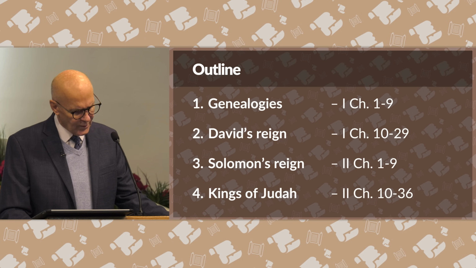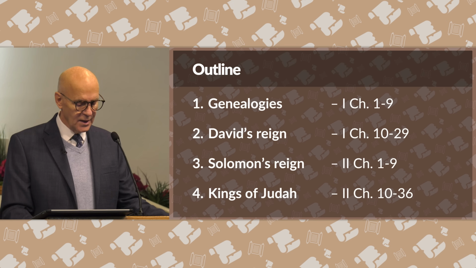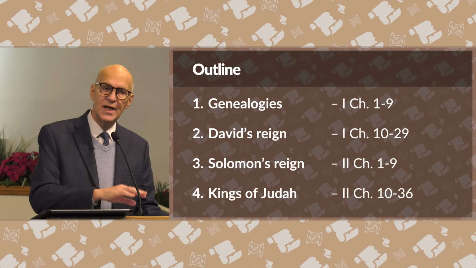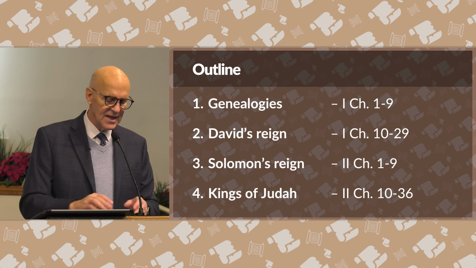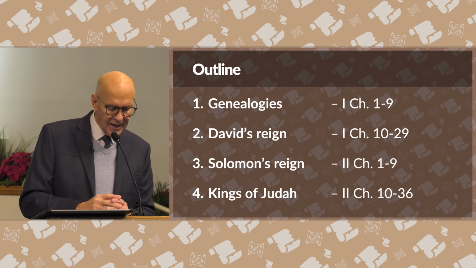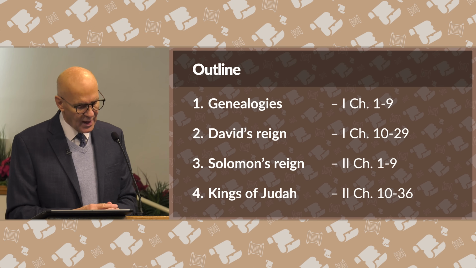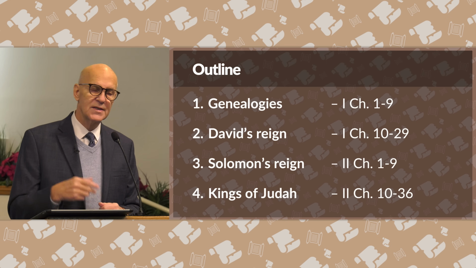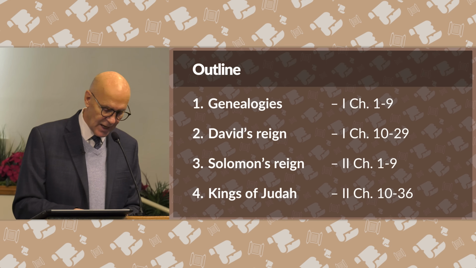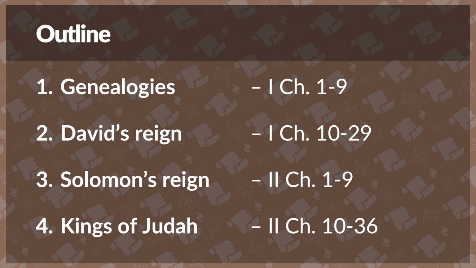Also, we see David's reign in 1 Chronicles chapters 10 to 29. Chronicles presents David as the ideal king, highlighting his preparations for the temple and his covenant relationship with God. Then we have Solomon's reign, that's in 2 Chronicles chapters 1 to 9. Solomon's wisdom and the construction of the temple demonstrate God's blessings and the centrality of worship for the Jewish people.